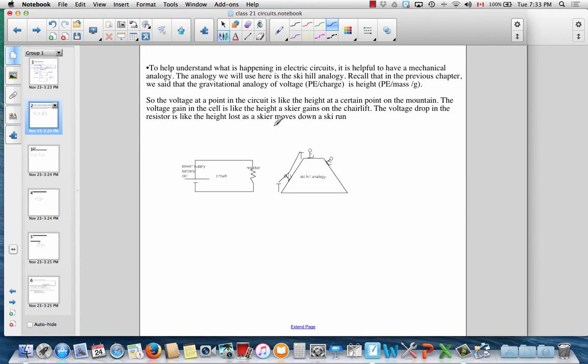Now, to help understand what's going on in electric circuits, it's helpful to have a mechanical analogy. So here's a simple circuit where you've got a source of energy and then some sort of load doing something useful, maybe a light bulb or a motor. And we can think of that as being equivalent to a ski hill. So the lift here is a little bit like the source of voltage, the cell. And then the ski run is a little bit like the resistor. And charges going around the circuit are a little bit like skiers going up and down the mountain.